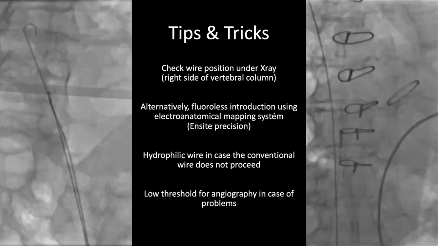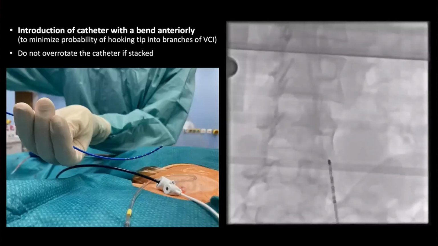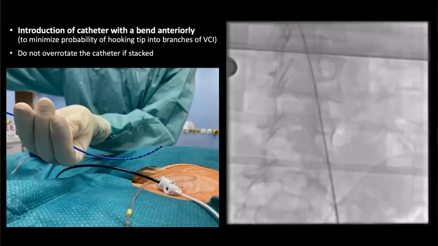The next step after ultrasound-guided venipuncture is a wire, sheath, and catheter introduction. Here I have some tips and tricks on how to perform it safely. Check wire position under X-ray. Alternatively, you can do it fluoroless using an electroanatomical mapping system, a hydrophilic wire in case a conventional wire does not proceed, and also use a low threshold for angiography in case of problems. Another tip is to introduce the catheter with the anterior bend to minimize the probability of hooking the tip into the branches of the inferior vena cava.